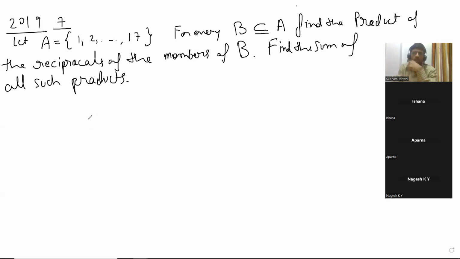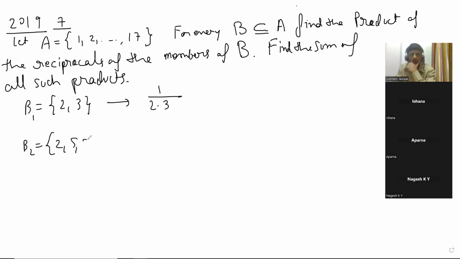So let us just give a few examples. Suppose B is 2, 3, right? Then for this, the product will come out to be this. So you have to do this for every subset B, all the 2 to the power 17 minus 1 subsets, and then you have to add. So for example, if it is 2, 5, 9, then I don't know how to add it. Let's see.